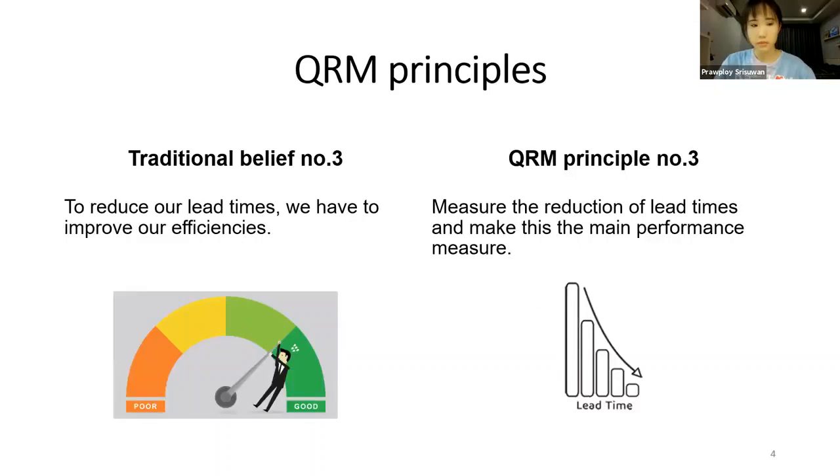The next one is about the measurement. Traditional belief says that we should use efficiency as a measurement, but the QRM approach suggests using reduction of lead time as a measurement instead, because the reason why efficiency is bad is not the concept of it, but how they measure it.